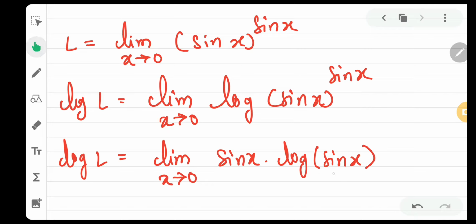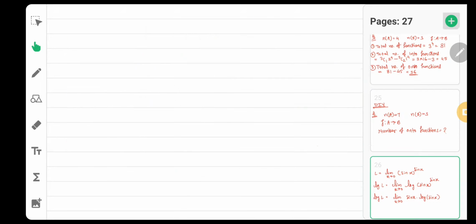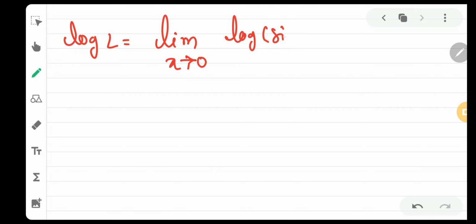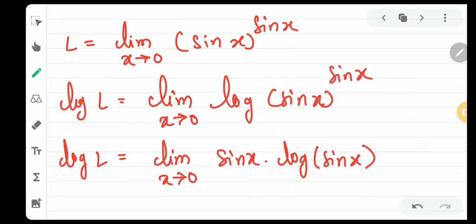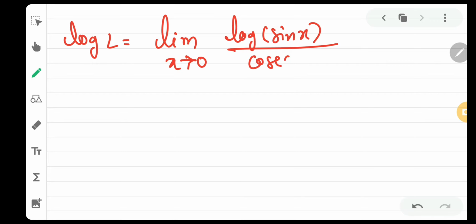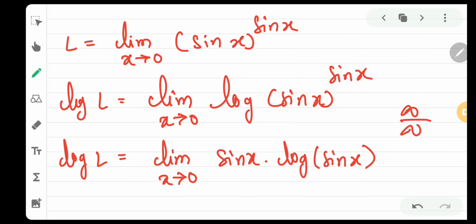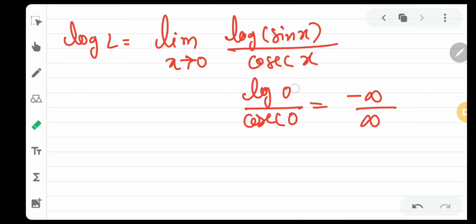Now log of sin x cannot be taken into the denominator, but sin x can be taken into the denominator. Like what? So log L is equal to limit x tends to 0 log of sin x, and when sin x goes into the denominator, definitely it will become cosec x. Now if you put the value of x as 0, it will be log of 0 upon cosec of 0. Log of 0, as every one of us knows, is nothing but minus infinity, and cosec of 0 is also infinity. So we have infinity by infinity form, which can be easily solved by L'Hopital's rule.